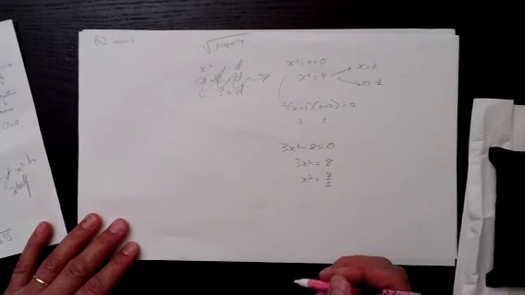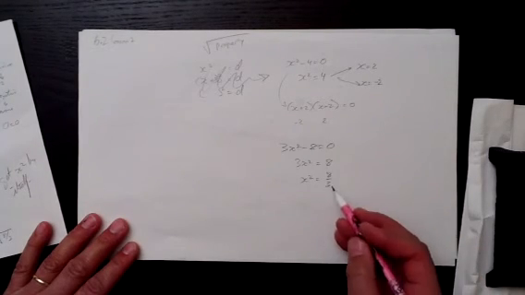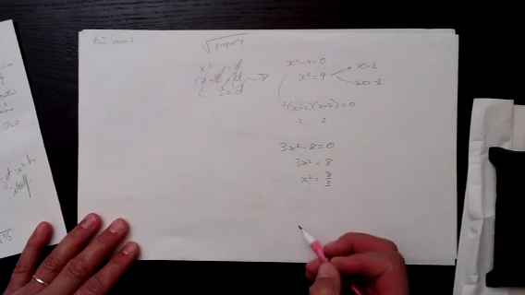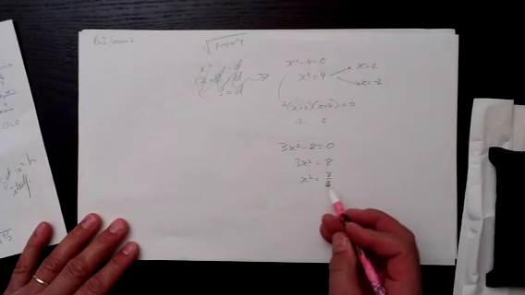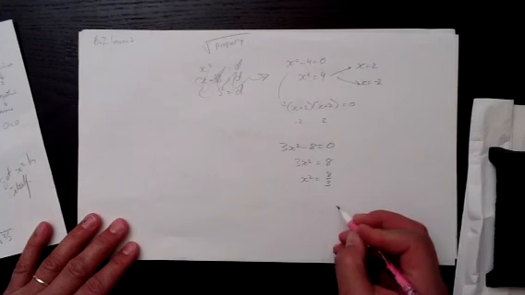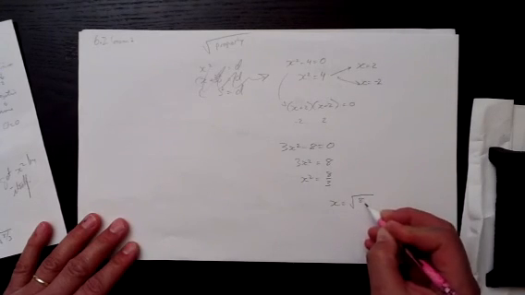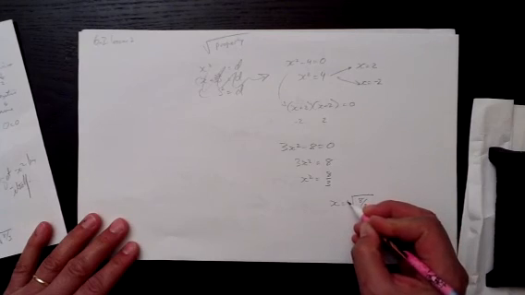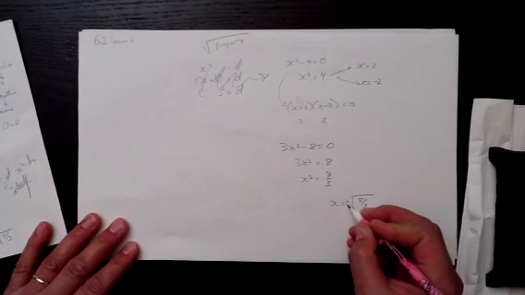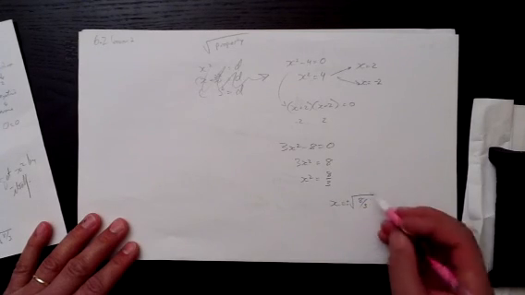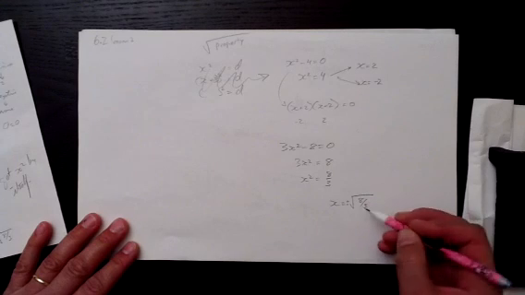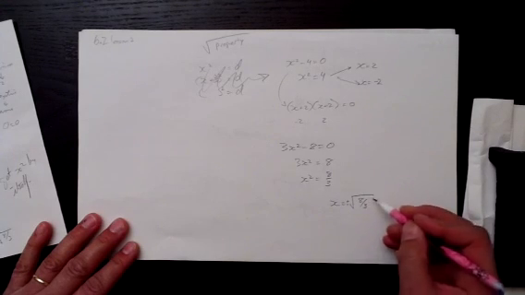Now that's a positive number. It's ugly, but it's a positive number. And this is x squared. So if I get the square root of this, I'll have x. So x equals the square root of 8 over 3. And that's going to be plus or minus, because there's a negative square root of that. I don't know what it is, but this is your answer here.